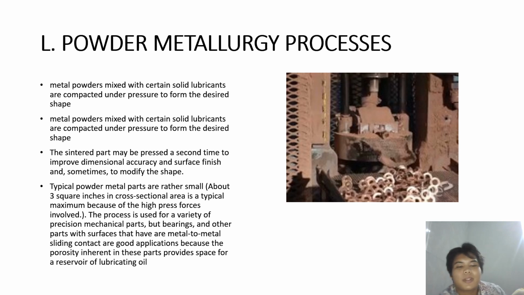Typical powder metal parts are rather small, about 3 square inches in cross-sectional area at typical maximum because of the high press forces involved. The process is used for a variety of precision mechanical parts, but bearings and other parts with surfaces in metal-to-metal sliding contact are good applications because the porosity inherent in these parts provides space for a reservoir of lubricating oil. So this is the video.